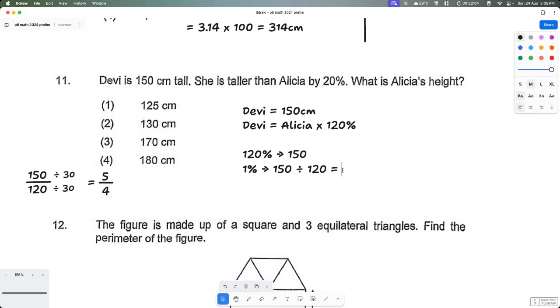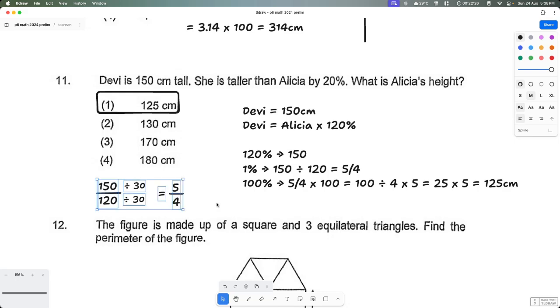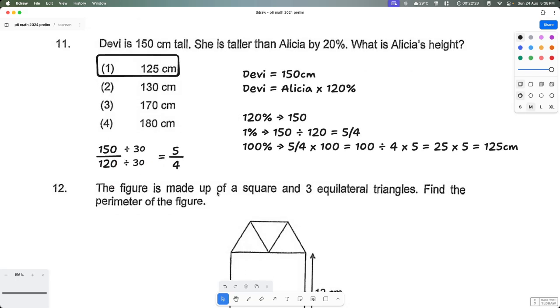So that means this is just 5 over 4. So 100% is equal to 5 over 4 times 100, which is equal to 100 divided by 4 times 5, which is 25 times 5, which is 125 centimeters. Okay, there you go. So the answer is option number 1 in this case over here. All right, let's move on to the next question.